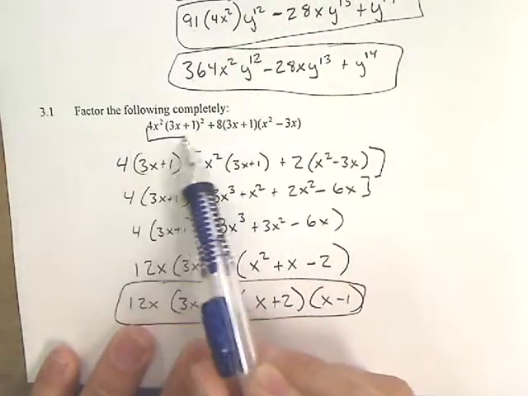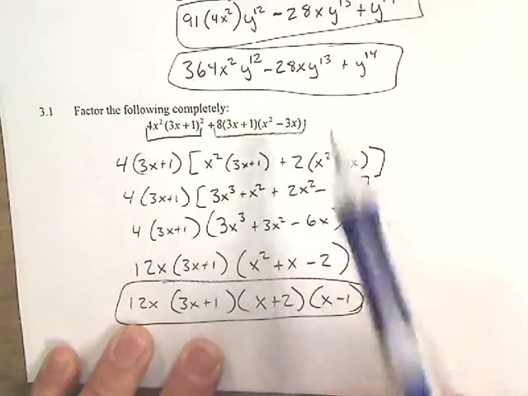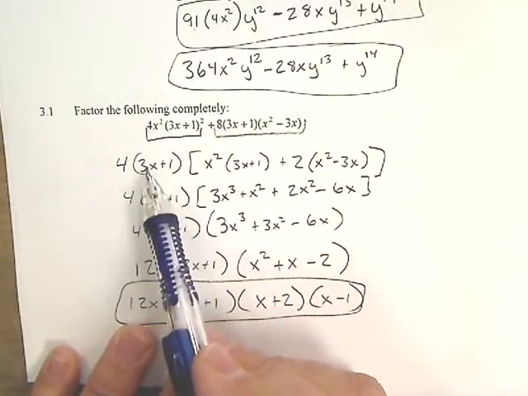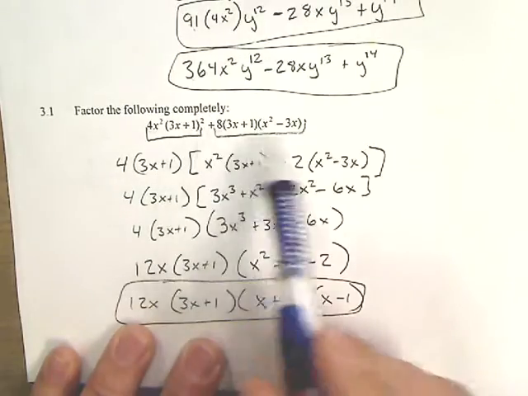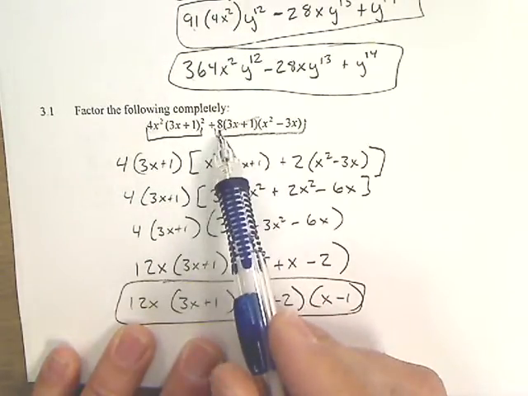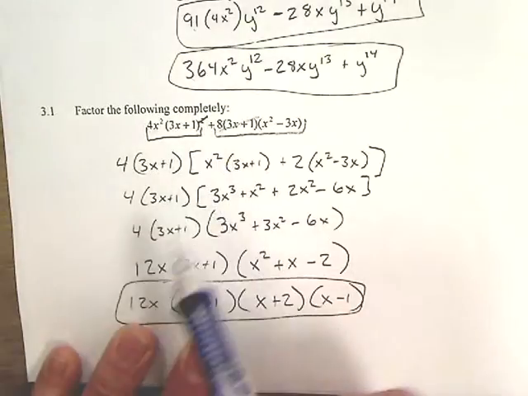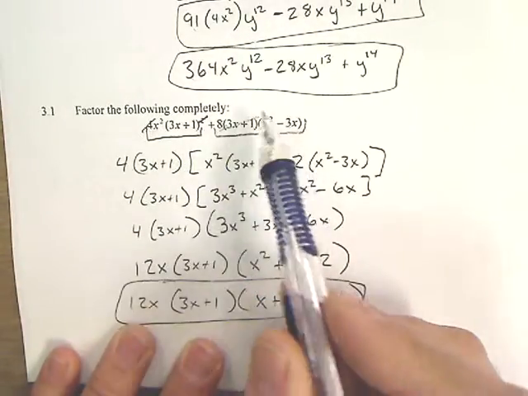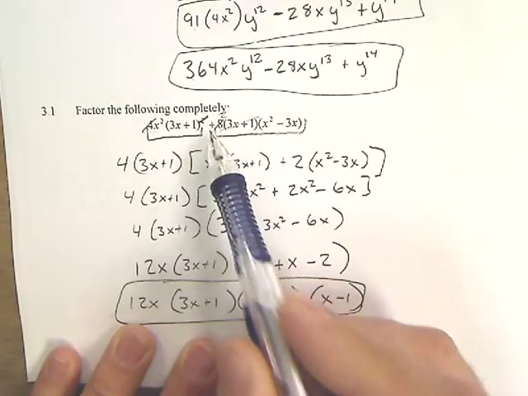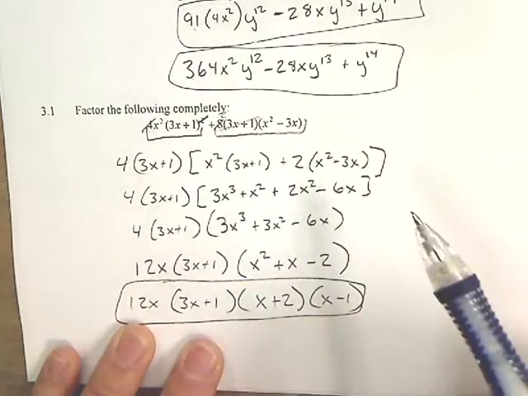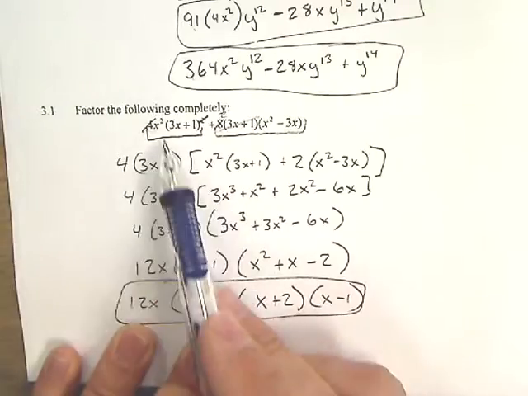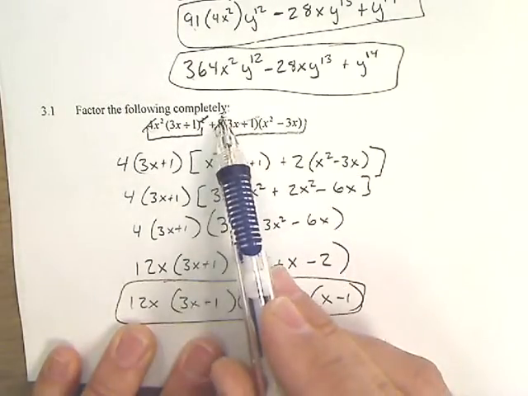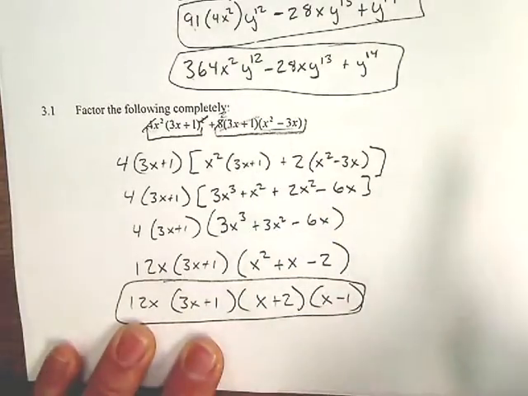Look for the common factor. Common factor was 4. They both have a 4 in them. They both have a 3x plus 1. So I pulled that guy out and one of these. And I got the 4 out. And I pull a 4 out and it leaves me a 2. So it's x squared, 3x plus 1. And then it's 2 times that garbage.